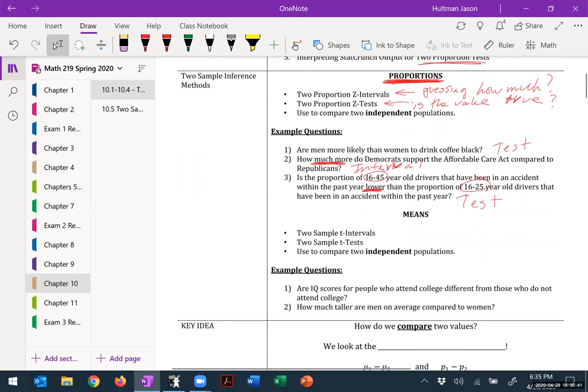Two sample t intervals, we'll get to means a little bit later. We'll come back to this on Thursday.